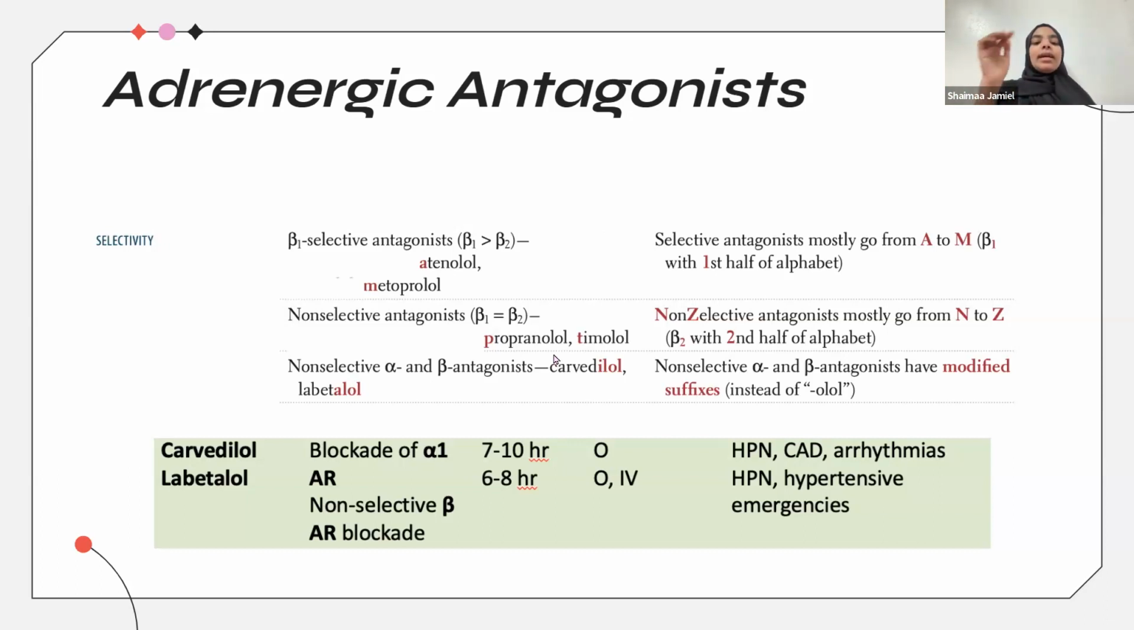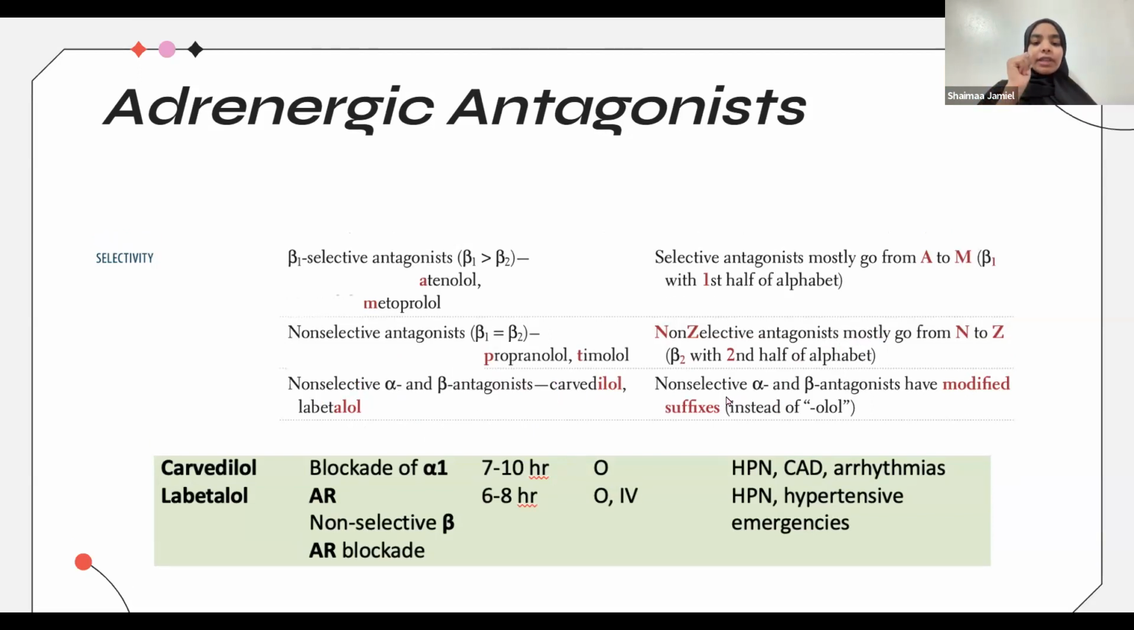beta-1 and beta-2. And then we have ones that bind to both alpha and beta, and these are carvedilol and labetalol. That means carvedilol and labetalol block both alpha receptors and beta receptors. And how do you remember this? Instead of ending in olol, they will be something else, like carvedilol is ilol and labetalol is alol. It's not olol. So selective is the first half of the alphabet, non-selective the second half, and alpha and beta is not olol, it's something else. Okay, so we can move on to the question if you guys have any.